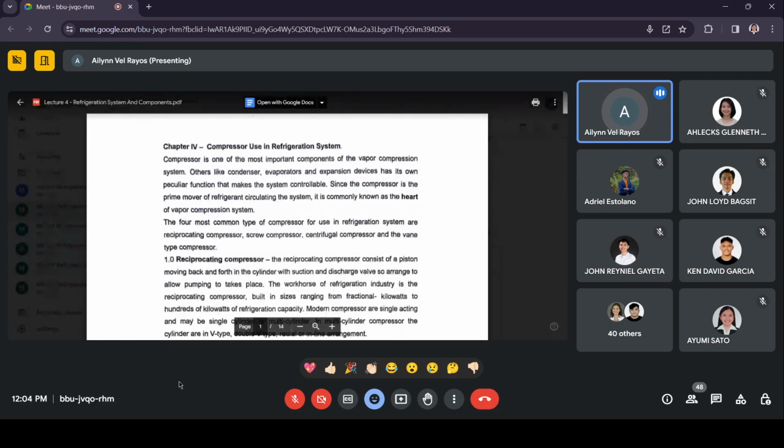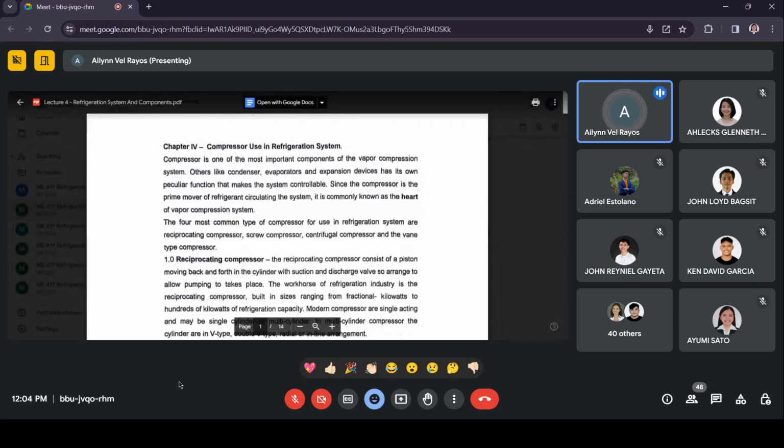So compressor is one of the most important component of the vapor compression system. So others like condenser, evaporators, and expansion devices has its own peculiar function that makes the system controllable. So since the compressor is the prime mover of the refrigerant circulating the system, it is commonly known as the heart of vapor compression system. So we have provided for most common type of compressor used in refrigeration system. So these are the reciprocating compressor, we have screw compressor, we have centrifugal and vane type.